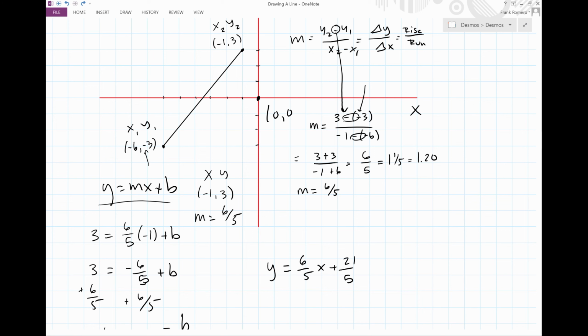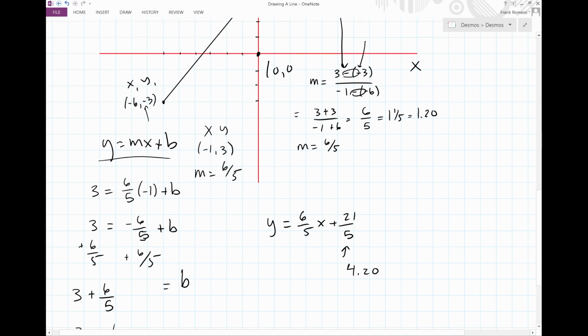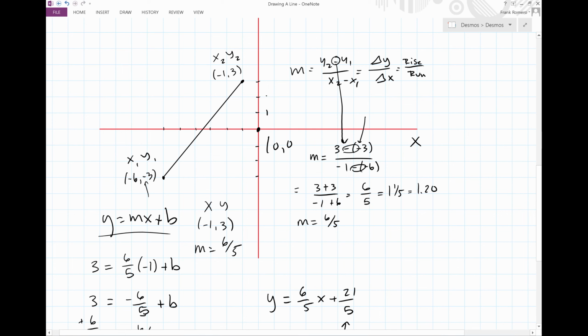So let's look at this. If we think about this, it's 4.20, right? So this is 1, 2, 3, 4. So this line, if you think about it, will extend a little bit above 4. And that's right, see that? This is the y-intercept right here. There was no way we could extend this line and figure out that was the y-intercept. No way. We had to do this formula to figure that out.